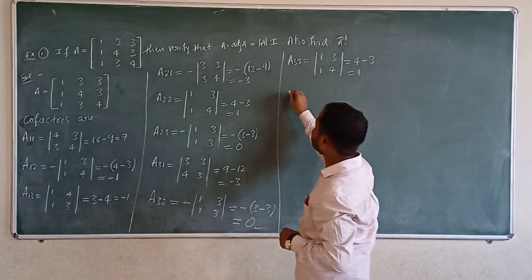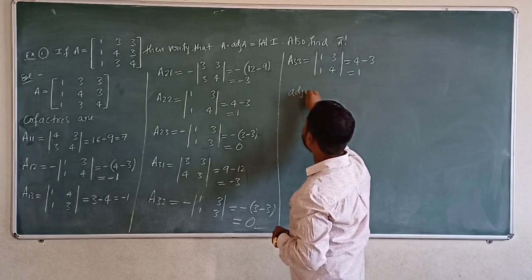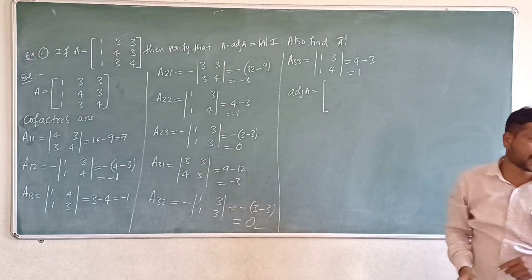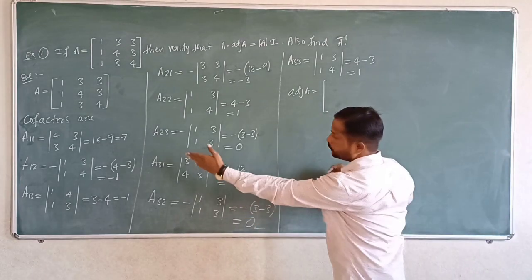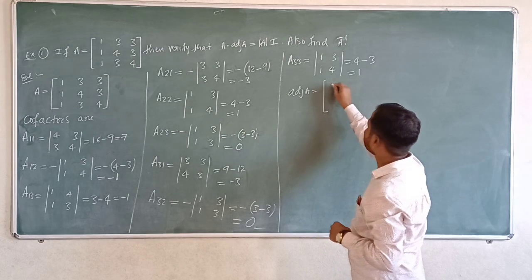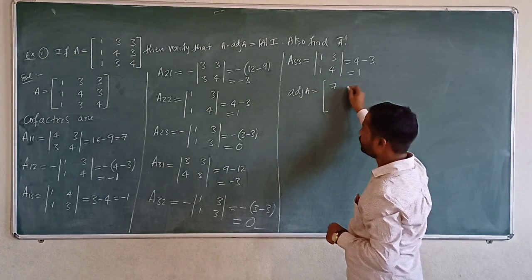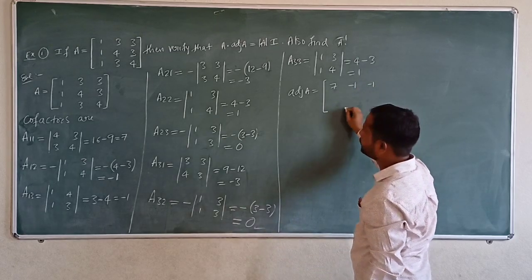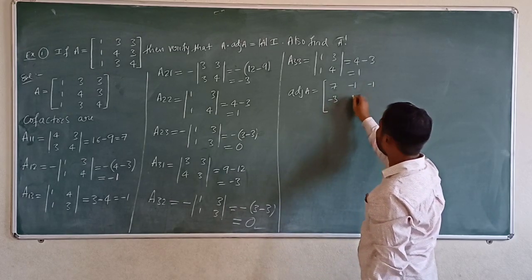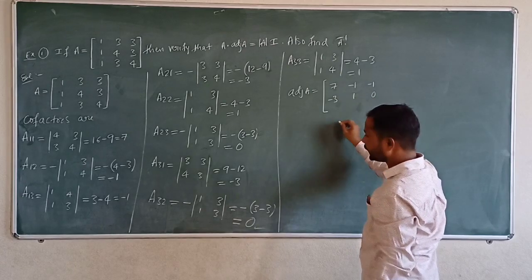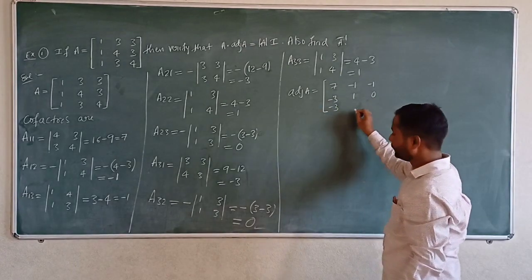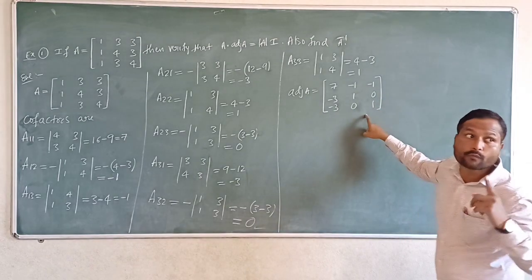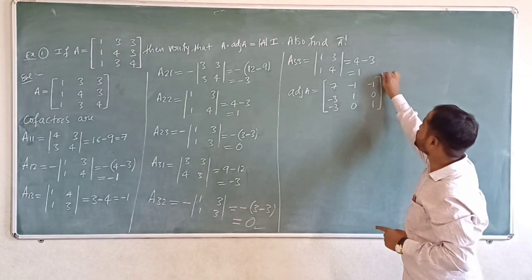Now the adjoint of A. Adjoint of A means the transpose of the cofactors of the matrix. Write down all the cofactors: A11 is 7, A12 minus 1, A13 minus 1, A21 minus 3, A22 1, A23 0, A31 minus 3, A32 0, A33 1. This is the cofactor matrix. Now take its transpose.